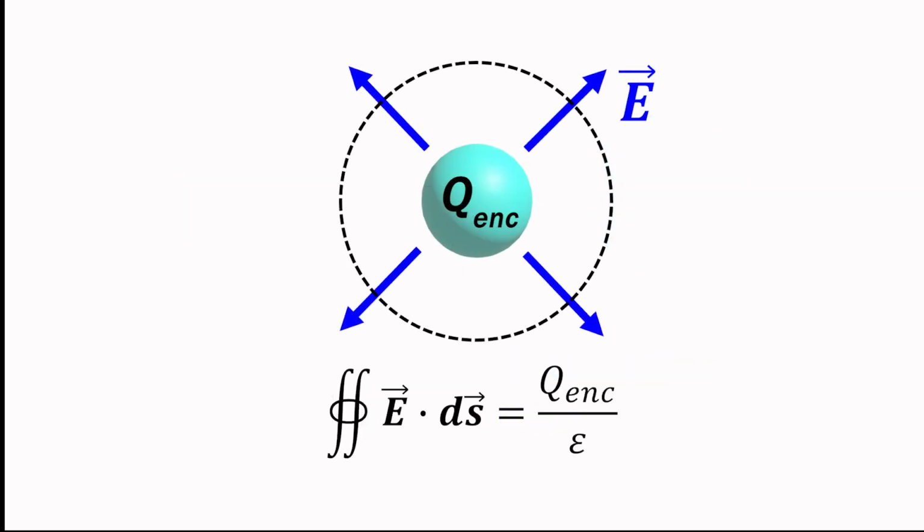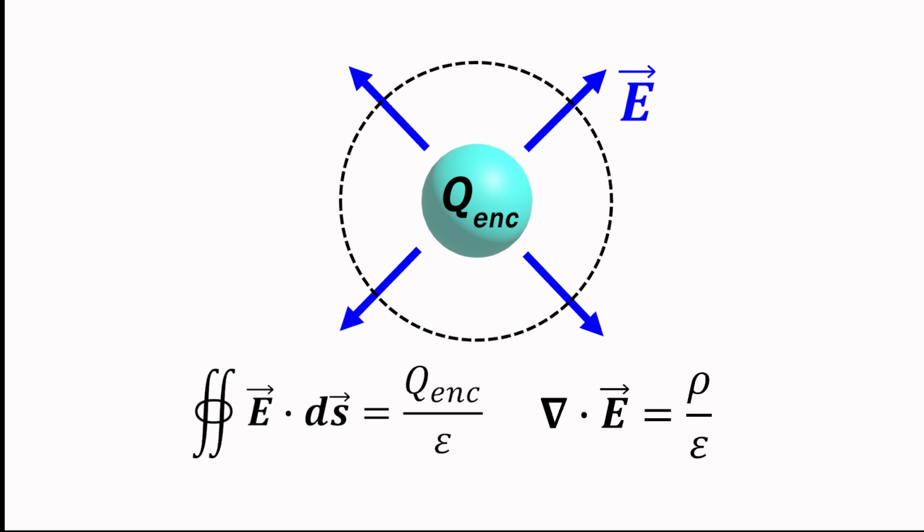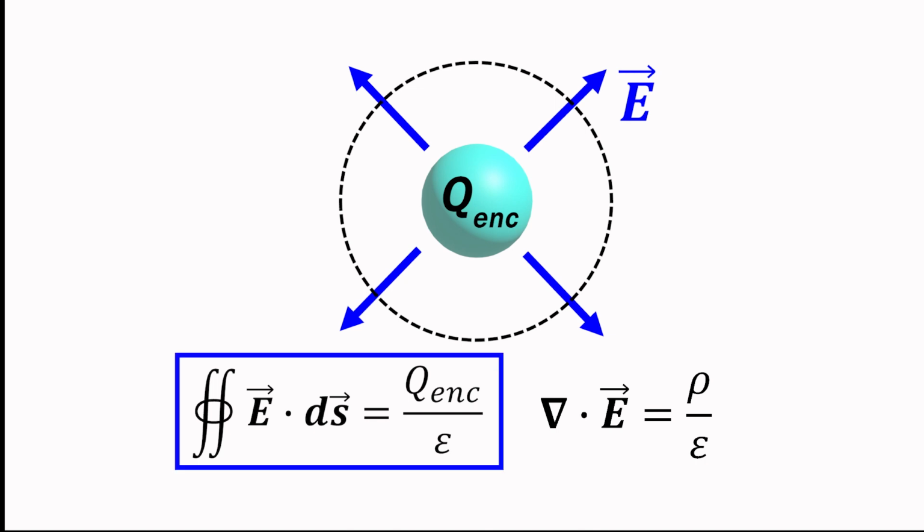law in 1835. Gauss's law is also sometimes shown in its differential form, stating that the divergence of the electric field equals the enclosed volume charge density divided by the permittivity of the material. In general, I prefer the integral form because it provides a more intuitive description.